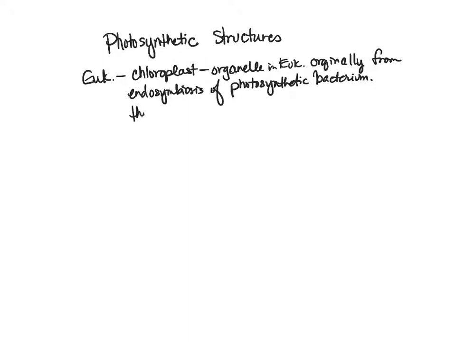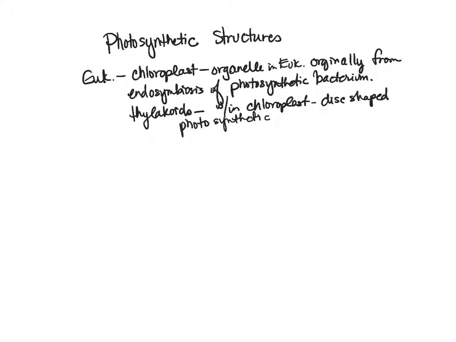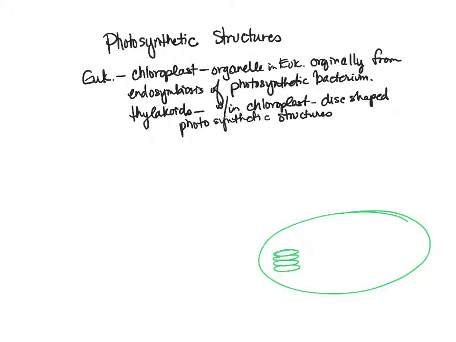Within the chloroplast we have thylakoids, and the thylakoids are these disc-shaped photosynthetic structures within the chloroplast. I guess we can kind of draw it here. So we have our chloroplast, which we believe came from endosymbiosis from a photosynthetic bacterium. Inside of this chloroplast, we have thylakoids, little discs where we have photosynthesis happening. So we have these little tiny discs in there.